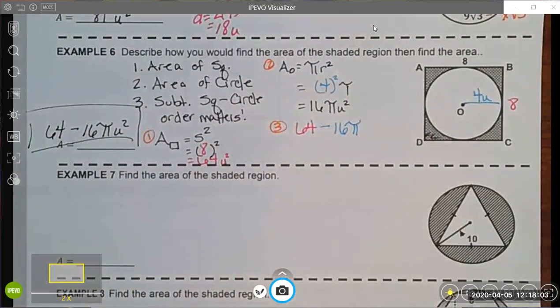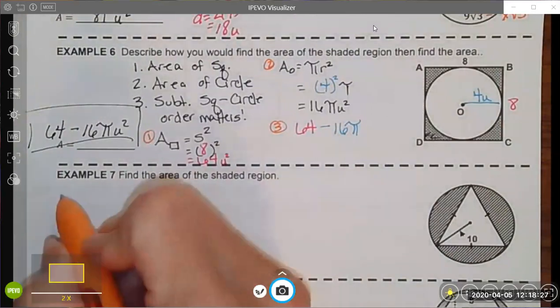Moving on to example 7, I'm going to find the area of the shaded region again, and we're going to follow that same strategy. I need to find the area of the circle, find the area of the inscribed triangle, and then I'll need to subtract the two. Finding the area of the circle is relatively easy. Finding the area of the triangle will involve some calculation.